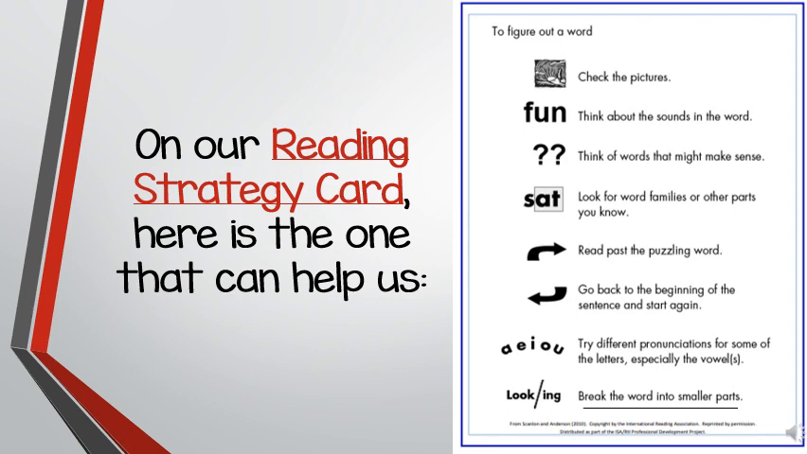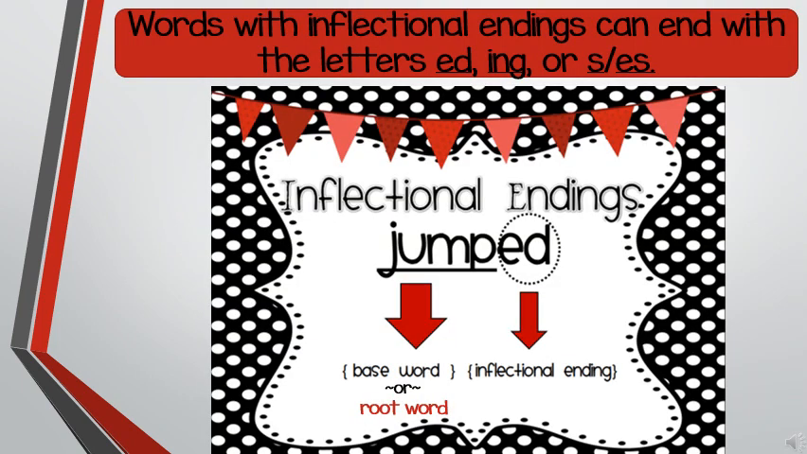Reading strategy card, here's the one that can help us. Down at the bottom, the last one, where it shows that you can break the word into smaller parts. And the smaller parts can be these inflectional endings, the ing or the s or es or the ed. So words with inflectional endings can end with the letters ed, ing, or s or es.